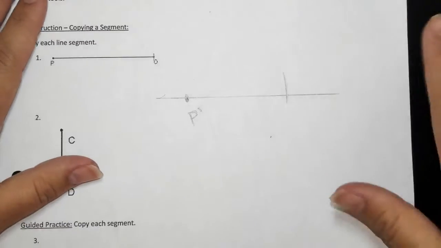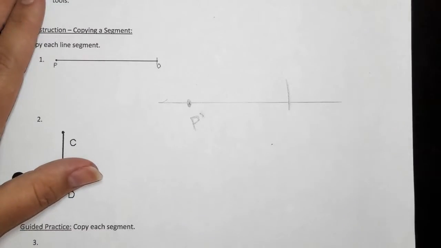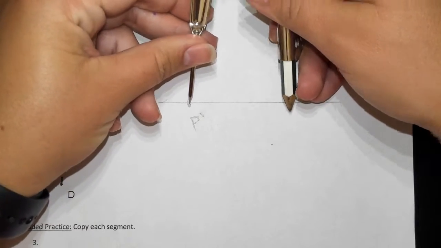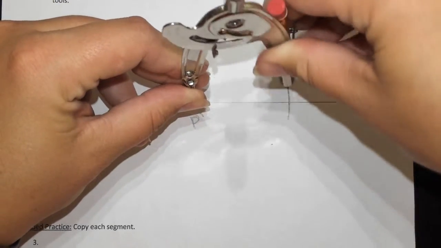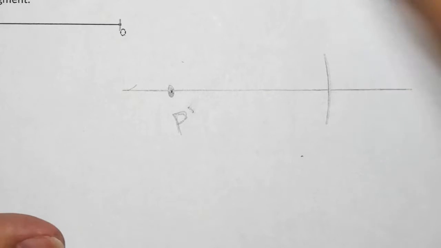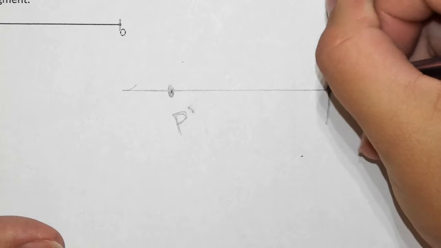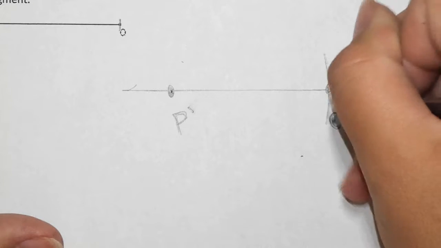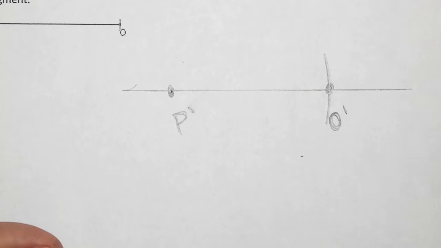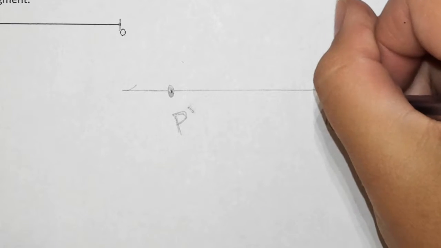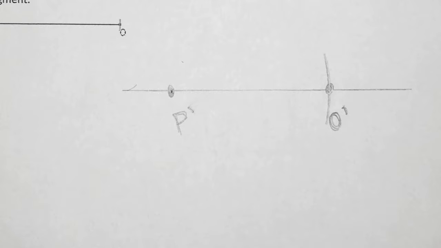I just put an arc. It's hard to see. You see it? So I put my pointy thing on P prime, and then I just drew an arc. So now, go put a point in the middle of that arc, and that is O prime. You just copied that segment without using a measuring utensil.